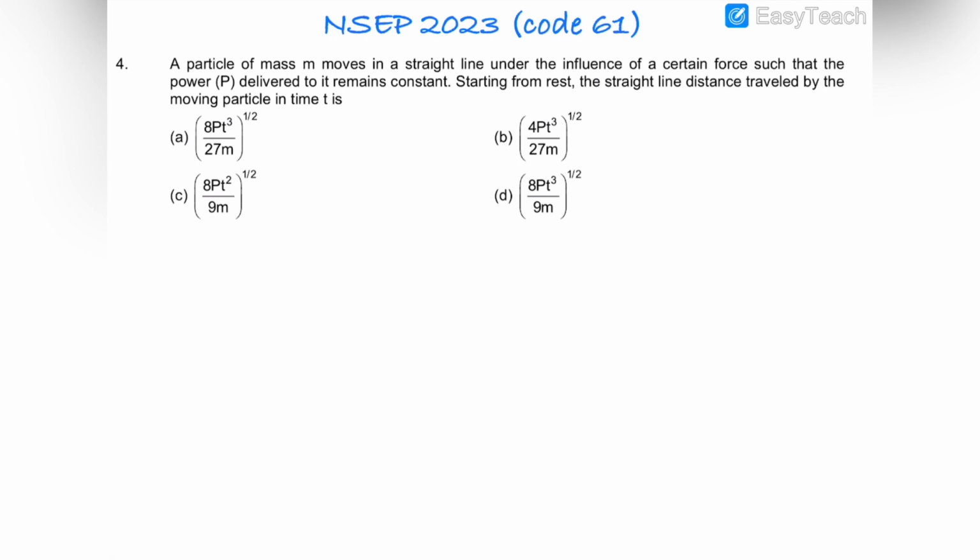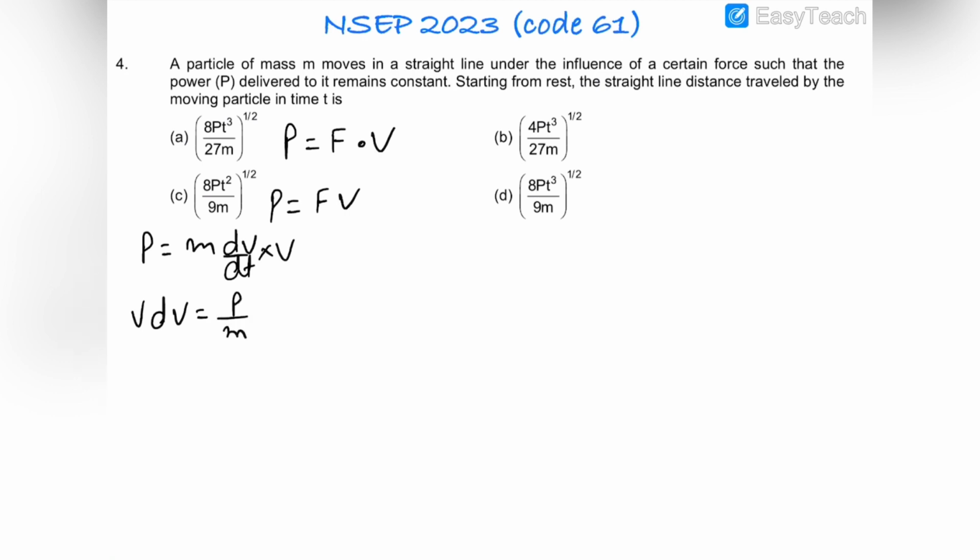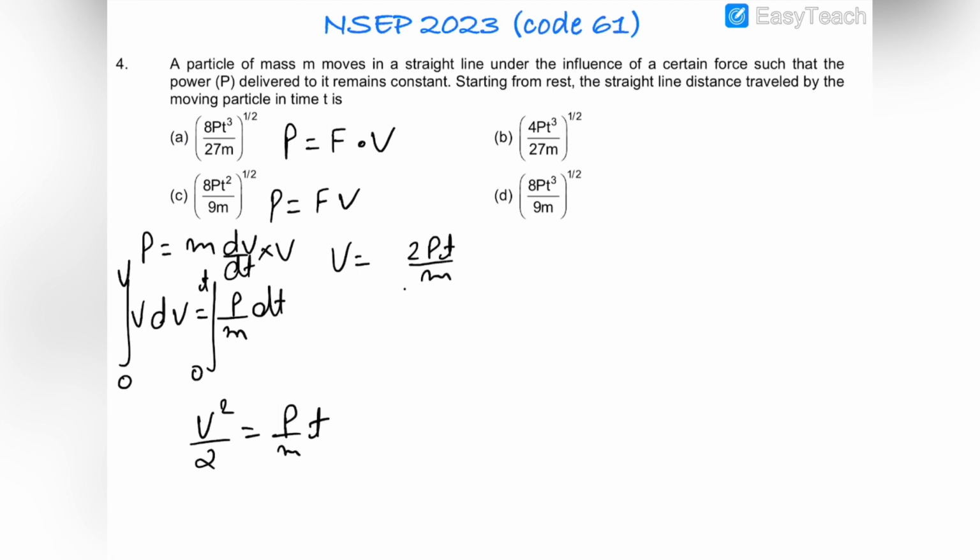So power is equal to F dot V, where the value of cos theta is obviously 1 because F and V are in the same direction. So this power is equal to F times V, where we can write F as m dV by dt, and V dV is equal to P by m dt. Integrating both sides, with limits 0 to V and 0 to T, we get V square by 2 equals P by m into T, so V is equal to root of 2Pt by m. And V is ds by dt, so it is equal to under root 2Pt by m.